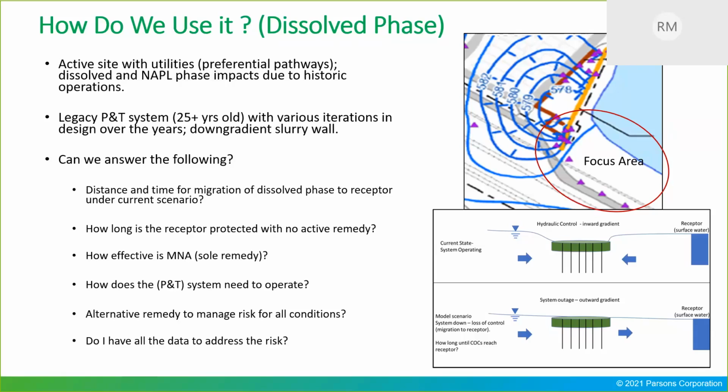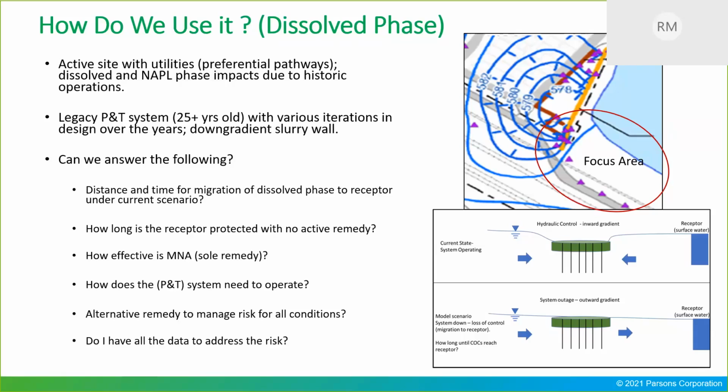Sorry, before I proceed here, I forgot to mention the focus area. Our primary focus area is the interaction between the source boundary, that is the slurry wall boundary, and east of the boundary wall, where there is no active remedy system. So the focus area is the interface between the slurry wall boundary and east of the slurry wall boundary, where there is no active remedy system. That is the potential study area, which has the potential risks of dissolved phase and NAPL phase migration to the surface water body.